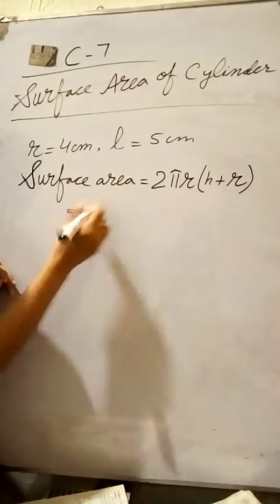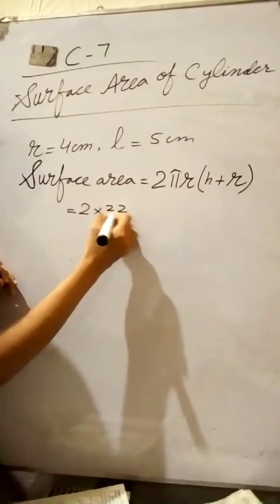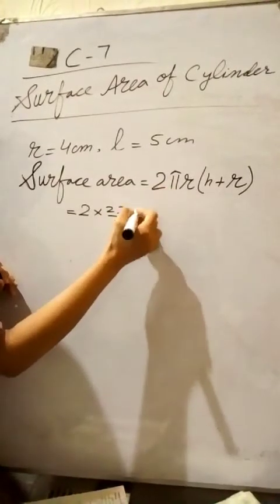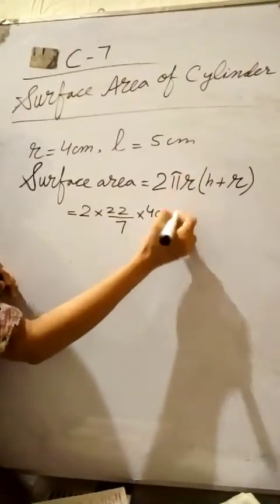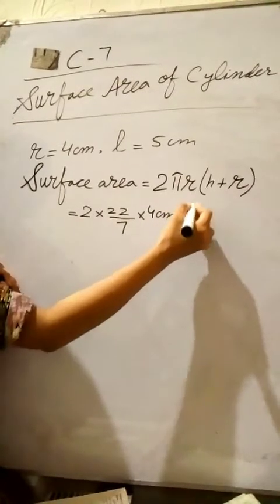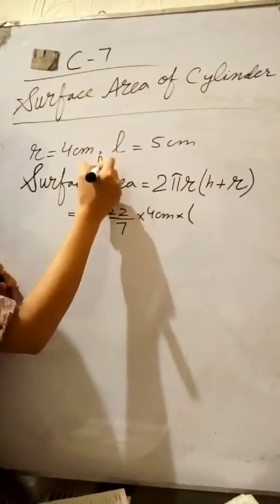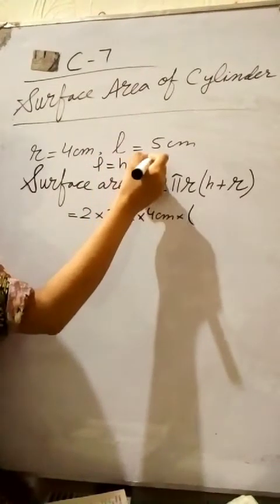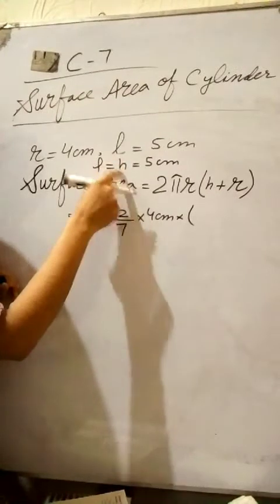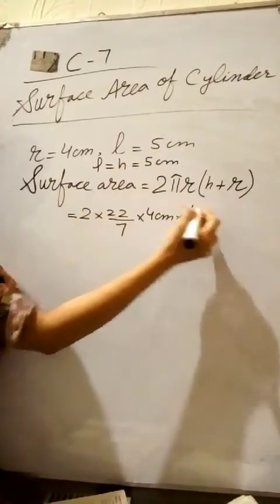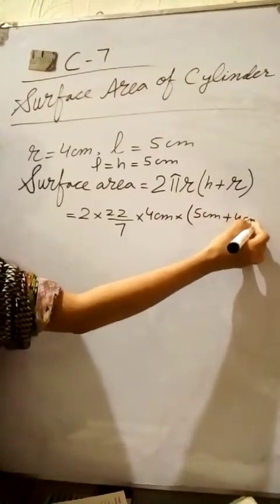Now we need to put the values in the formula. 2 for the formula. Pi value is 22/7. Then we have radius, 4 centimeter. Then we have a bracket, it means they are multiplying. Then height. I told you length is equal to height, so 5 centimeter. We can take length as a height and height as a length. So height value is 5 centimeter plus 4 centimeter.